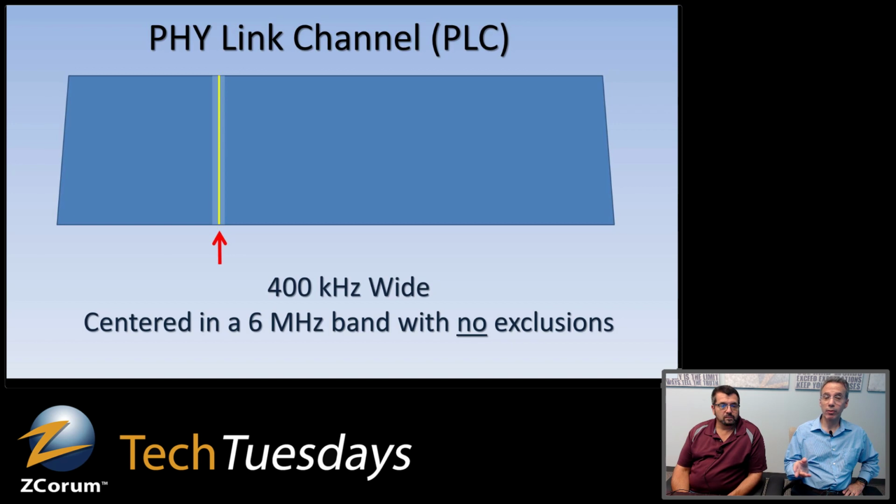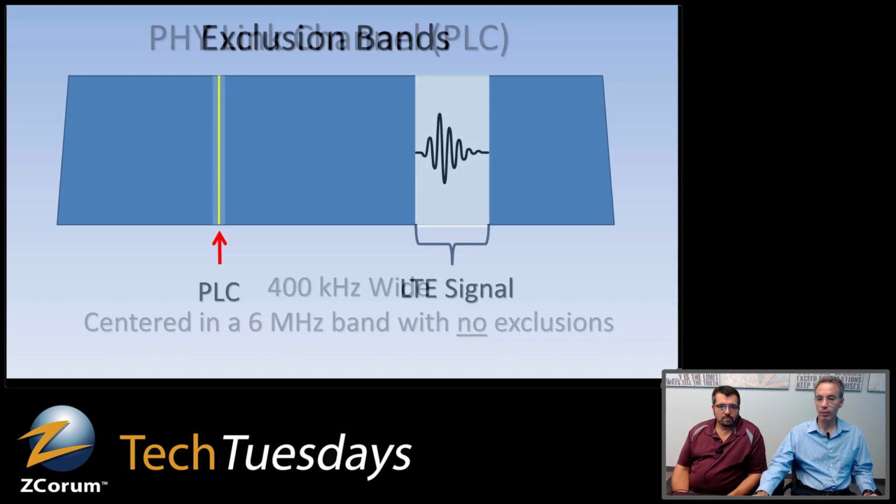And the nice thing about this is you can put this PHY link channel, or PLC, wherever you want. It's 400 kilohertz wide. It just needs to be in a 6 megahertz band, right in the center of that band. And then it can't have any exclusions. And that's something else that's different with OFDM, is you can have these exclusion areas.